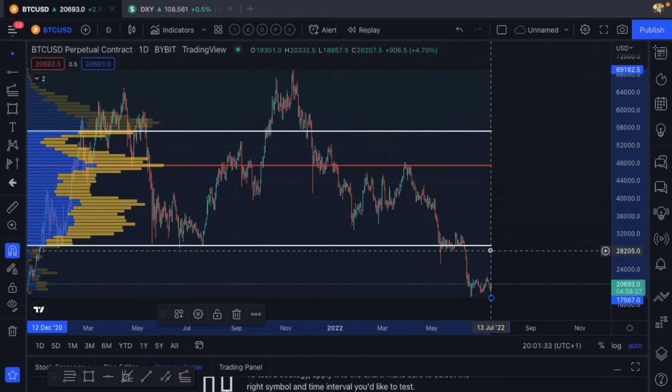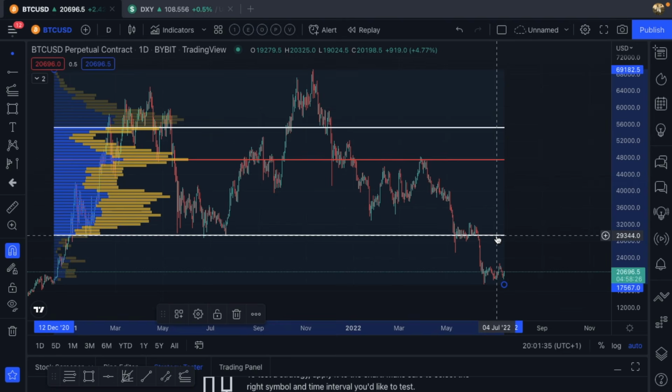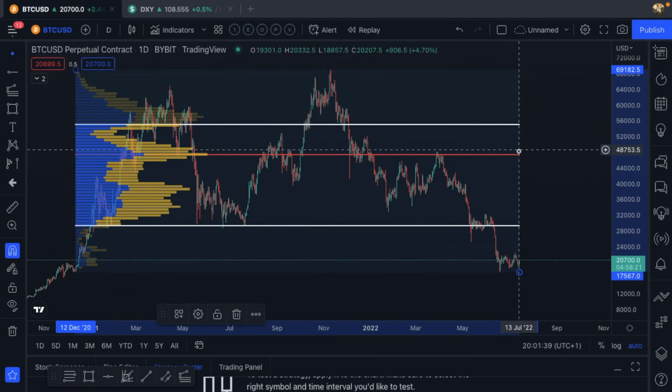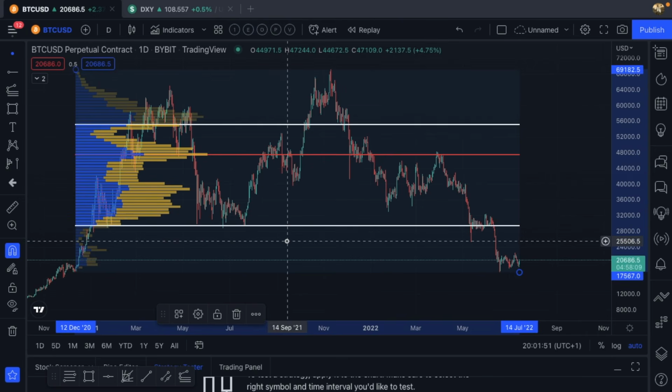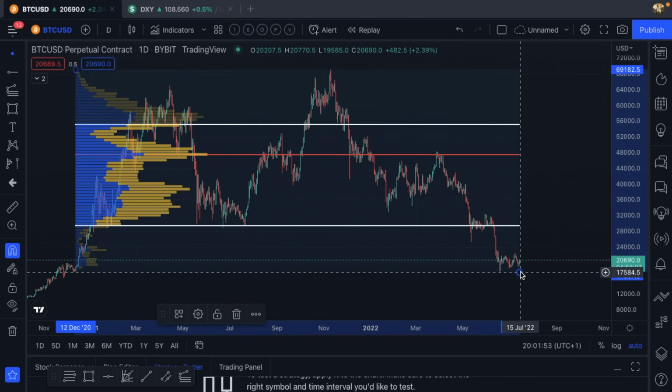So if you have a couple of confluence factors here, look for a reaction. The point of control will be huge. I mean, that's 47,000, 48,000, which is a monster level. It's been a monster level for a while. And so that is really how you want to use this tool.